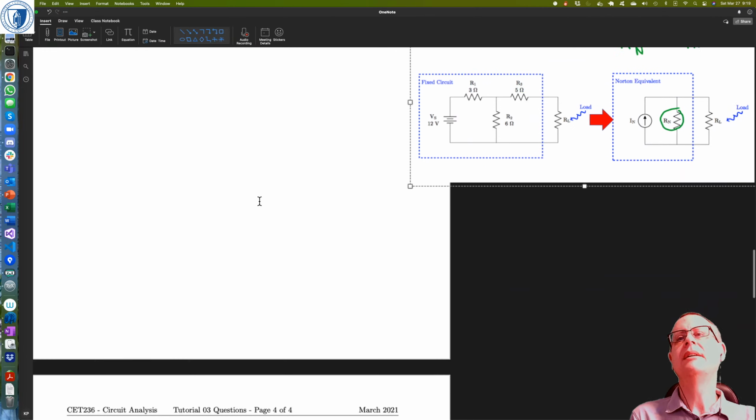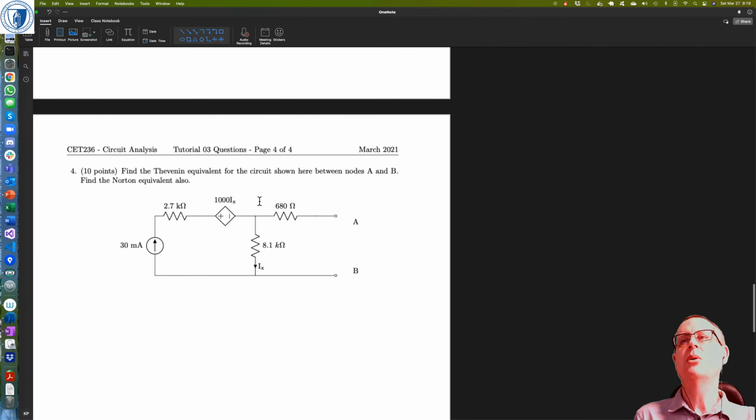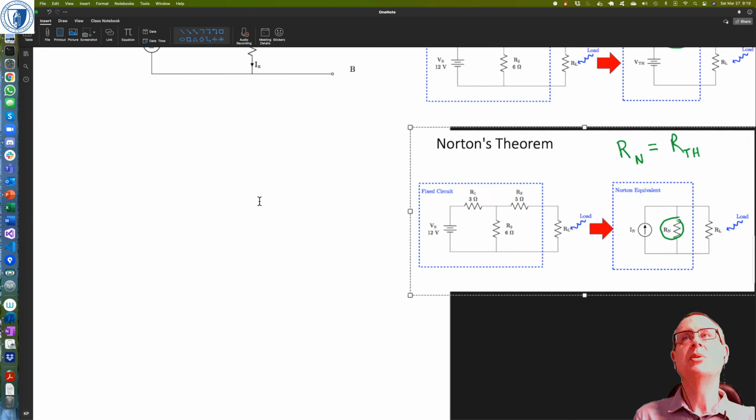Okay, and then the other question is pretty similar. It's just we've got a current source on the left instead of a voltage source.